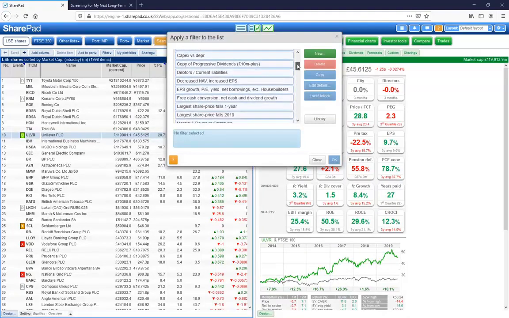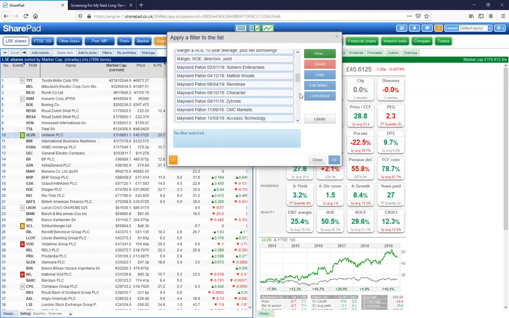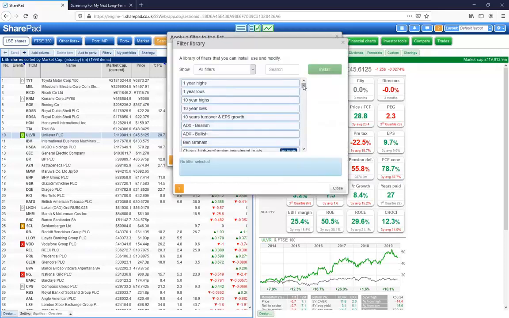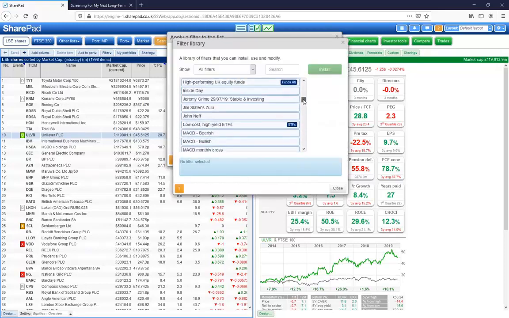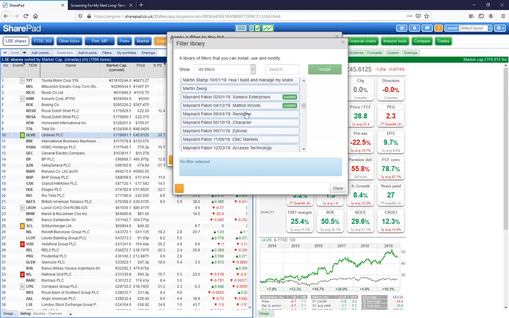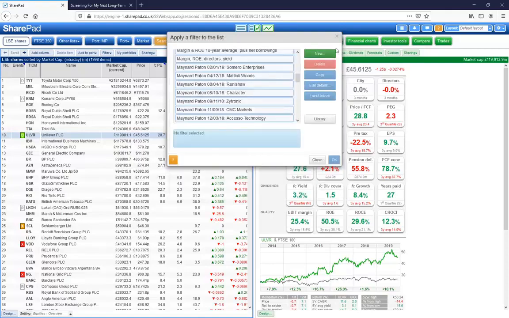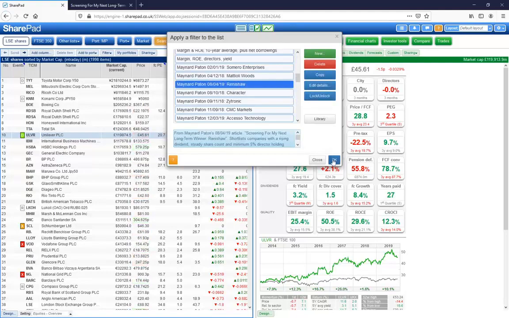If you've not got this filter installed in your SharePad setup already, you can click Library and scroll down and find Maynard Paton Runnyshaw here. You can then click Install and install it into your own SharePad setup. But I've already done that. That's here. So just press OK.